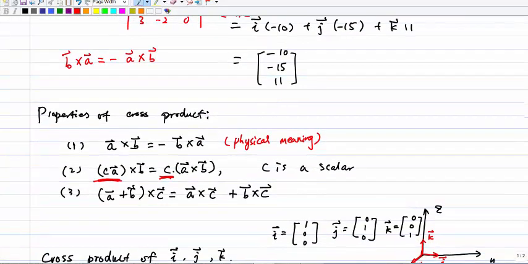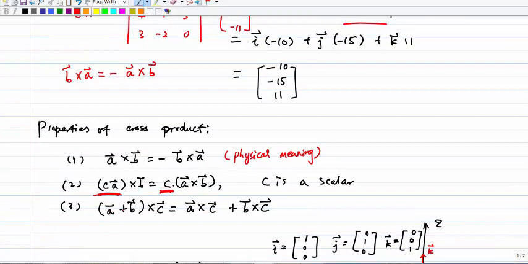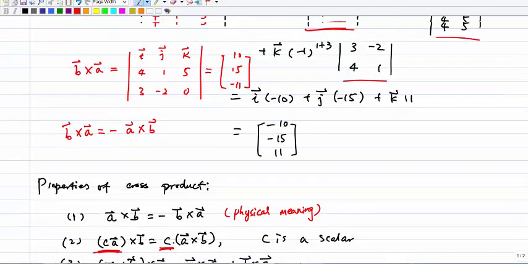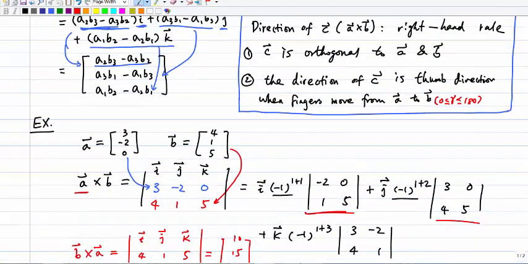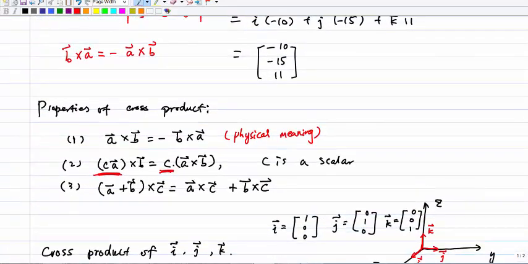Also, I have (A plus B) cross C is equal to A cross C plus B cross C. This one is a little bit hard to understand, but I think you can use the physical meaning to figure out why that's the case. It means that (A plus B) cross C is the same as computing A cross C and B cross C individually and adding them.